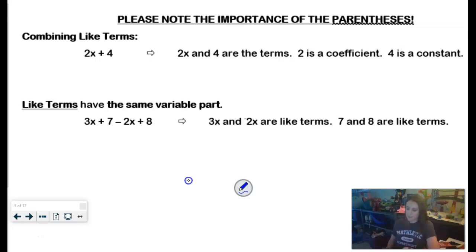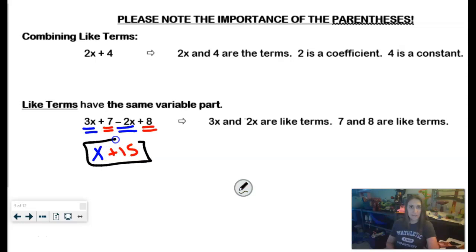So when we look at this example, we see some like terms here, and sometimes I just tell my kids, think about smushing them together. So 3x and then a minus 2x, if I smush those together, that would be a positive 1x, which I would just write as x. And then here we got a plus 7 and a plus 8. If I was to smush those together, that would be a plus 15. And there we go. Simplified answer, x plus 15.